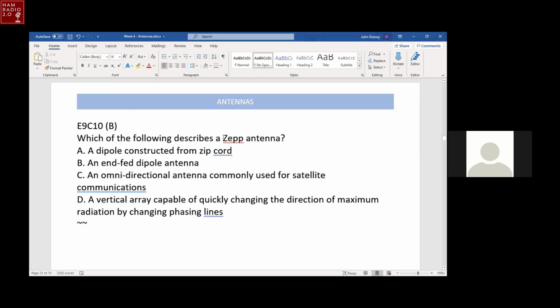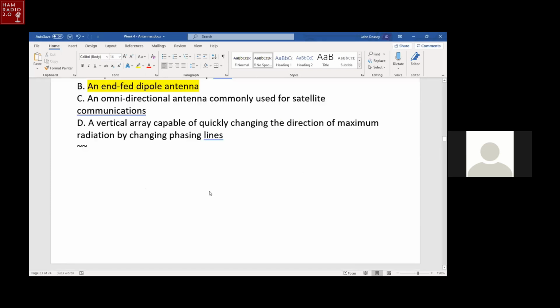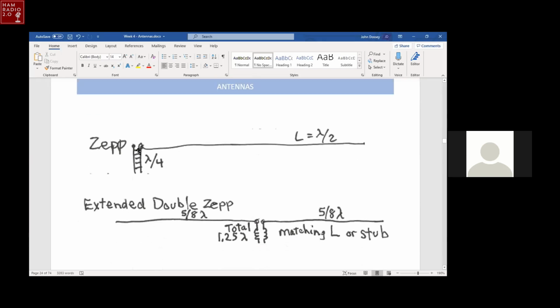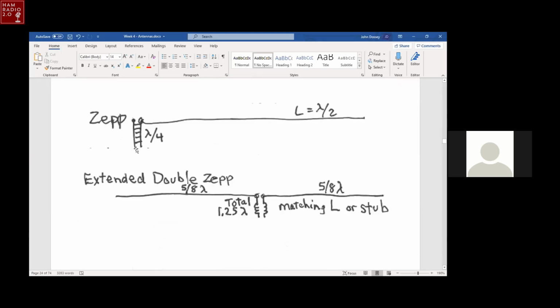Okay, so how do you describe a ZEP antenna? That is an end-fed dipole. It doesn't have anything to do with satellites. It's not a vertical array. It's not zip cord. It's an end-fed dipole. ZEP is an end-fed dipole, just like this. You have a dipole, half wave. Dipole implies half wavelength long. Feed it at the high impedance point with a quarter wave transformer transmission line section to get to a low impedance, and off you go.